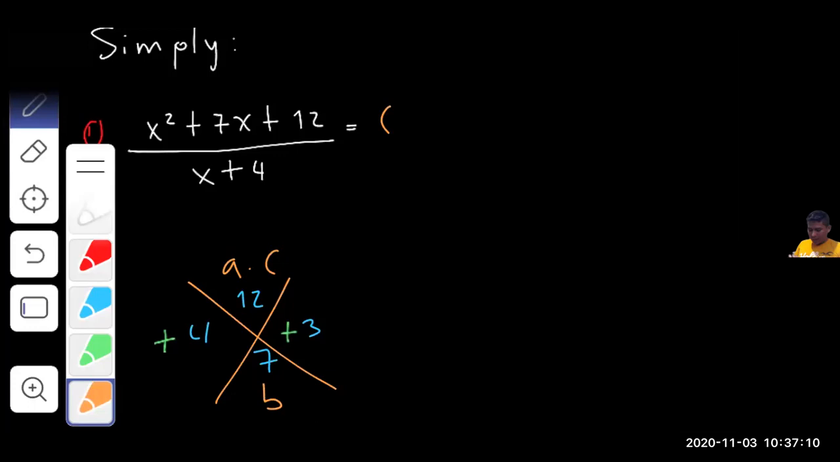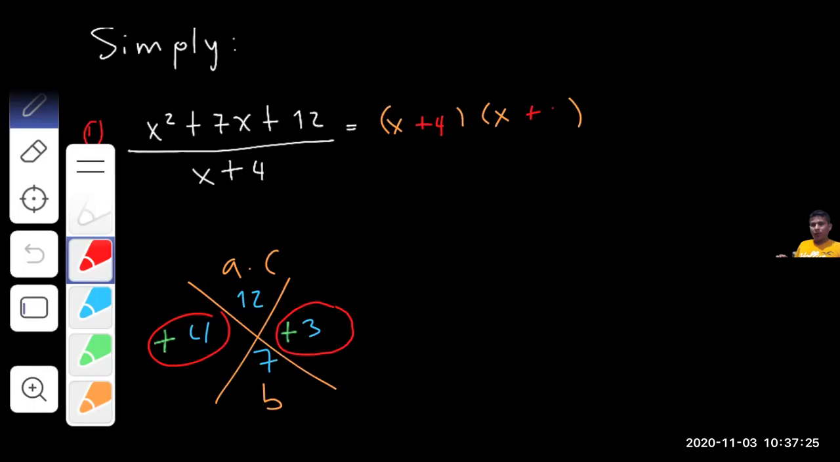Okay, I'm going to do it. x squared is just x and x. And now I'm going to include this: plus 4, and the other one, which is going to be plus 3. This is it. I just factored the numerator.